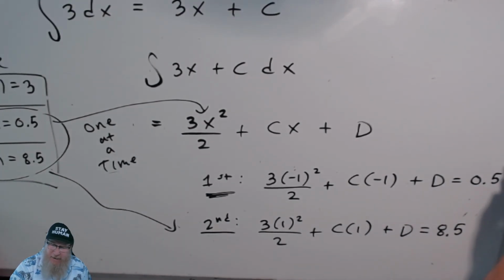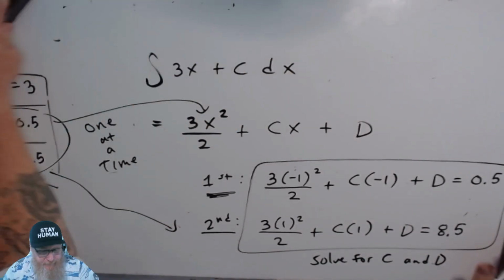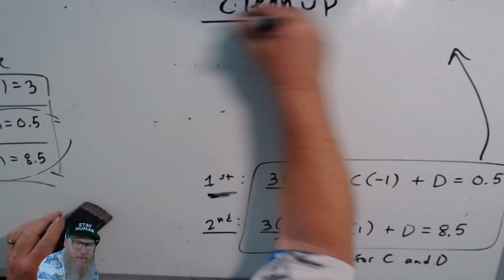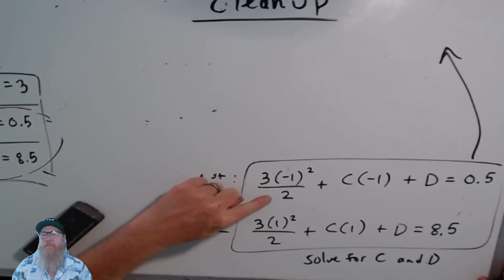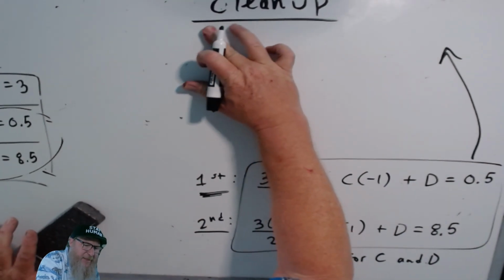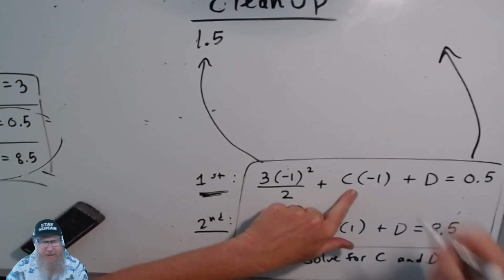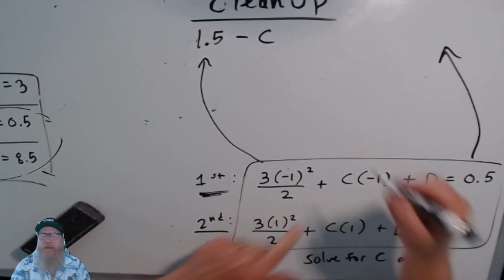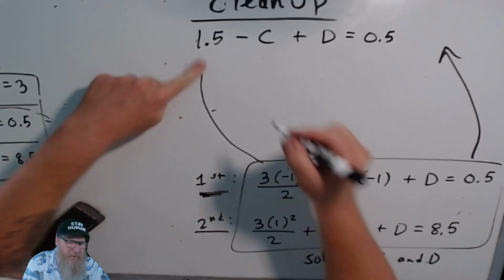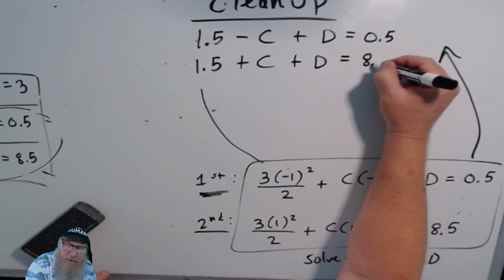All right. Now I need to solve these. Needs a little cleanup. So 3 times negative 1 squared divided by 2. Remember, you do the exponent, then the multiplying, and then the dividing. So that's just going to be 3/2, which I'll just write as a decimal, 1.5. The negative squared will go away. And then minus c, negative and a positive, plus d equals 0.5. And then this one's also 1.5 plus c plus d equals 8.5.